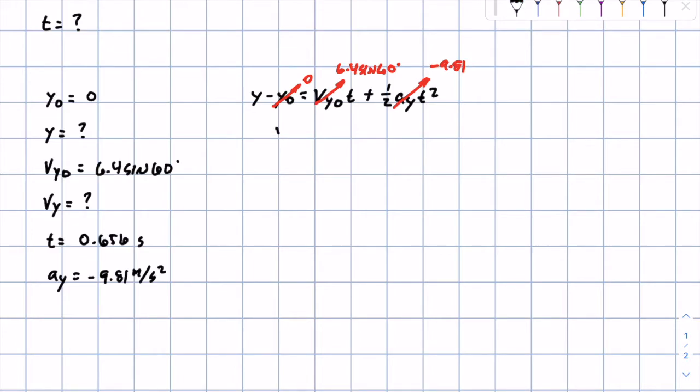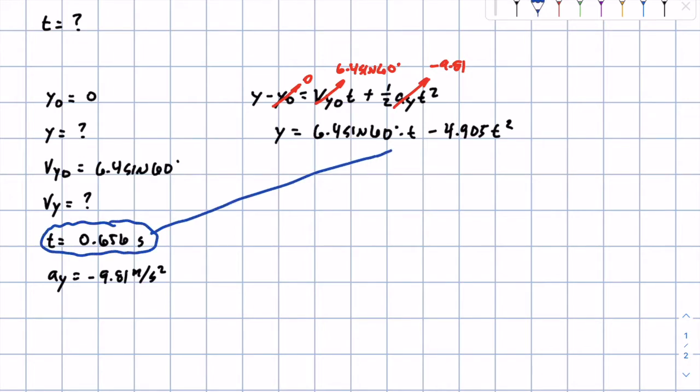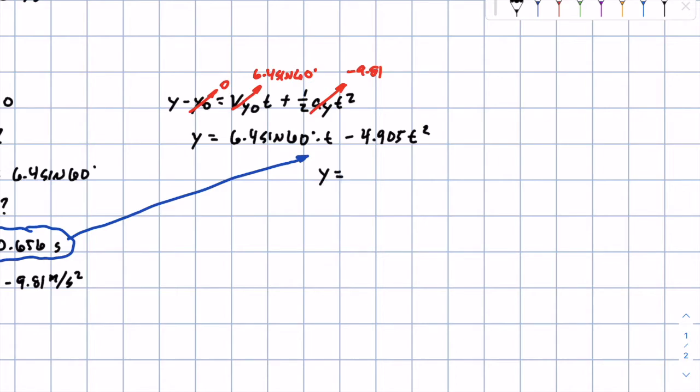All right, so we've got y is equal to 6.4 sine 60 degrees times t minus 4.905 t squared. There's a t term in here. Sorry, let me just move this over here. I'm going to say times, times, time. Okay, and here we know that time is 0.656. So everywhere that we see a t, we're going to plug in 0.656. Okay, so plugging that in, that's going to get us a value of y equal to 1.53 meters.